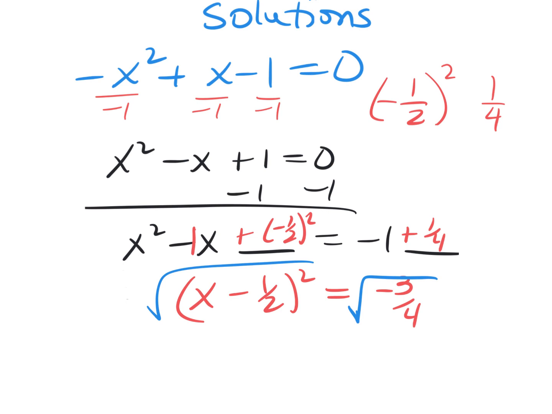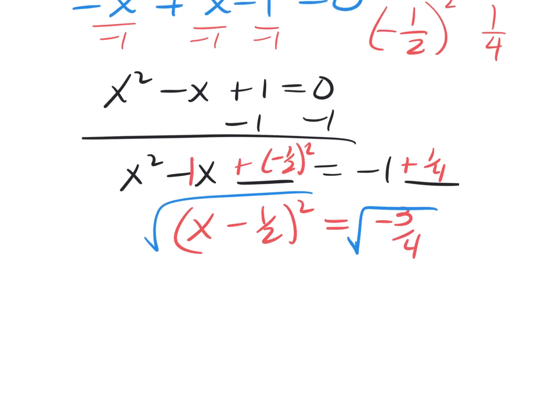No, because the 1/4 is positive. Negative 1/4 plus 1/4? No, you have to make it negative 1, right? Negative 4 over 4 plus the 1 over 4. That's negative 3 over 4. All right, everybody good? So then this comes out.